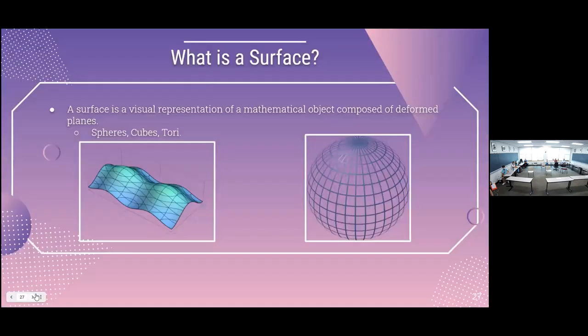A surface is a visual representation of a mathematical object that is composed of deformed planes. Now, all this means is that you are able to take a plane and morph it into a shape. For example, to create the sphere on the right side of the screen, you could take a flat plate and blow it up like a bubble, thus creating the spherical shape. And for the shape on the left, you are also able to take a flat plate and morph it into that shape. Now, this is true for all shapes, such as spheres, cubes, and tori.